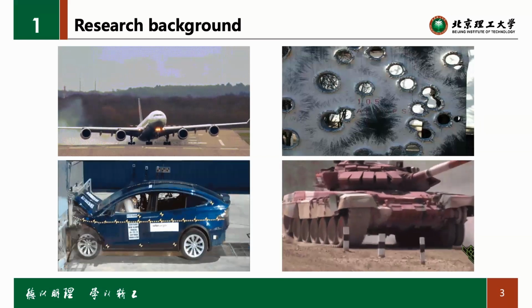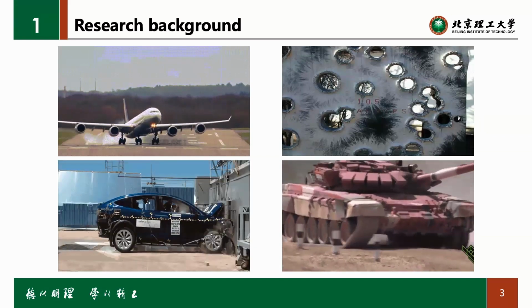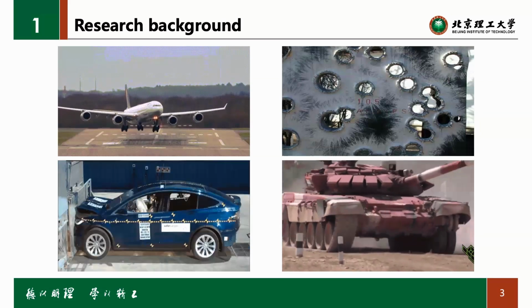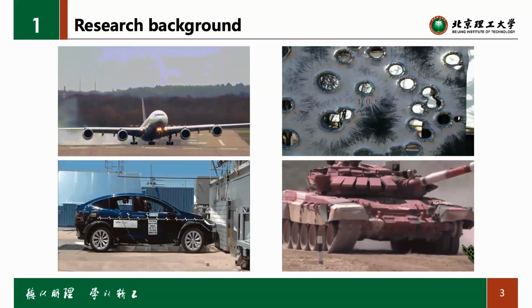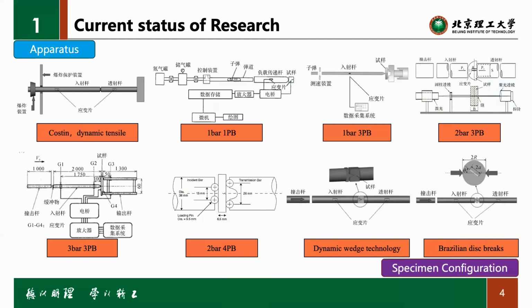Mode 1 fracture is the easiest fracture mode, so I will introduce some current research status for Mode 1 dynamic fracture. There are two aspects. The first one is from the improved apparatus point of view. Costing is the first person. The dynamic tensile apparatus is used to measure the Mode 1 dynamic fracture toughness.